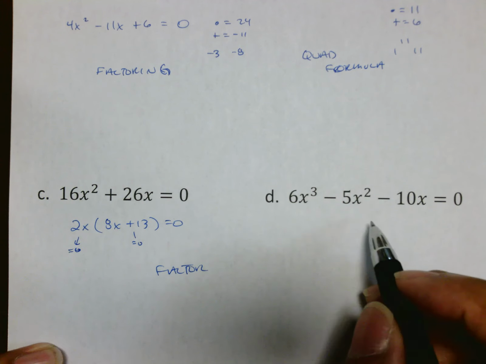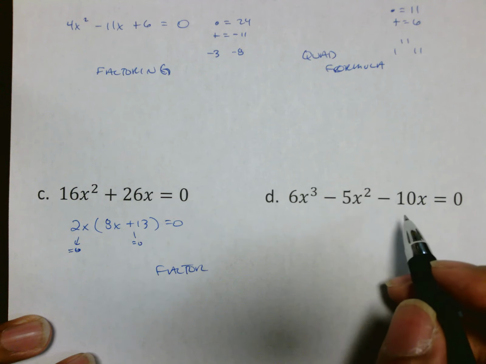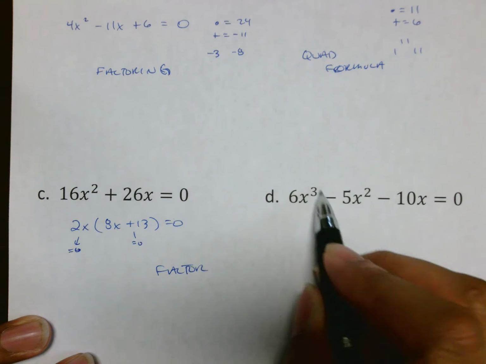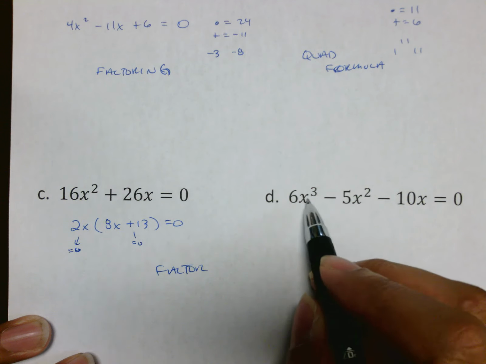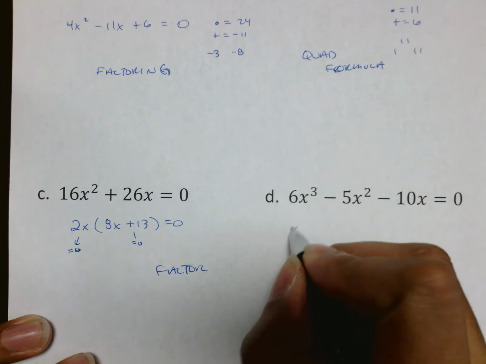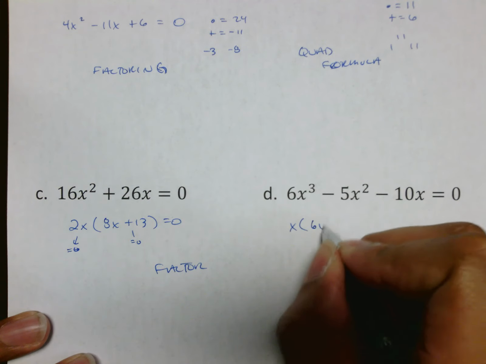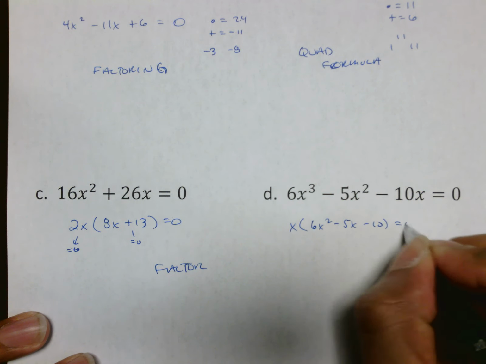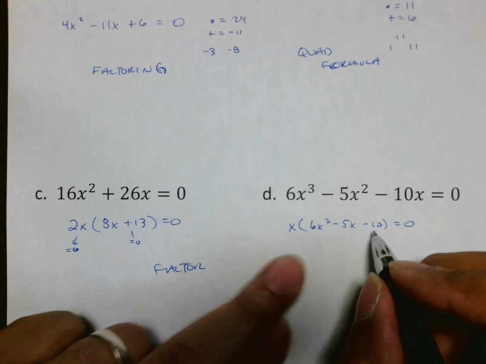This here is also solved by factoring to some extent, because you have an x to the third. And again, this is one of the questions you're definitely going to see on your test. You have an x to the third, x squared and an x, which means you can take off your x, which leaves us 6x squared minus 5x minus 10 equals 0. But how do we solve this? That's where we've got to look.